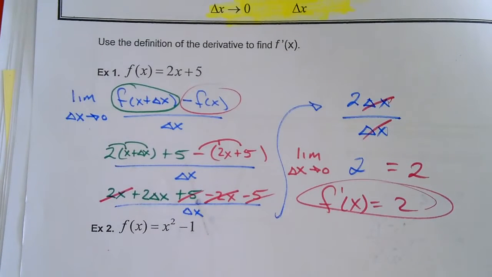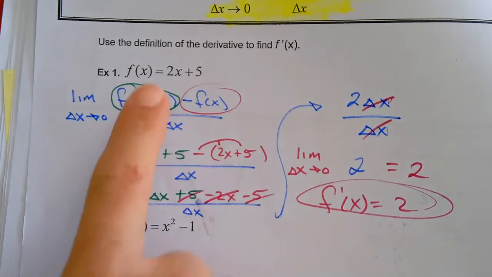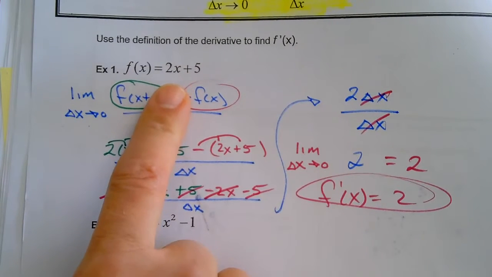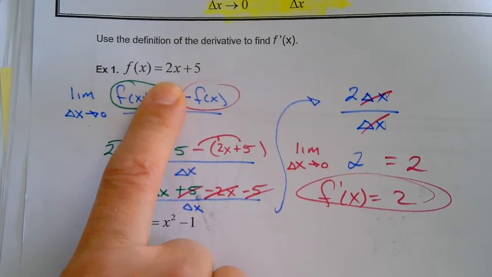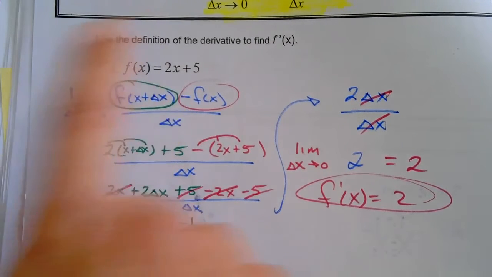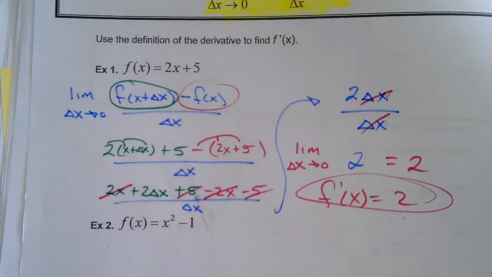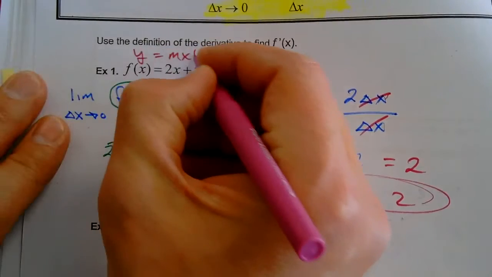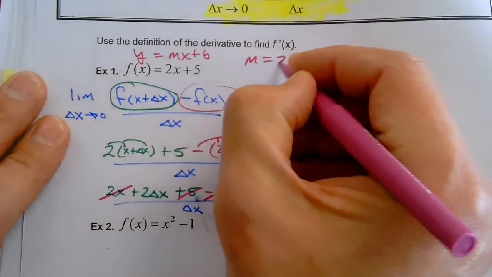Now, give me another word for derivative. Slope. What is this a graph of? A line. And what's the slope of that line? 2. Did it make any sense that we went through all of that to come up with your m value? No. Y equals mx plus b, right? Isn't m 2?